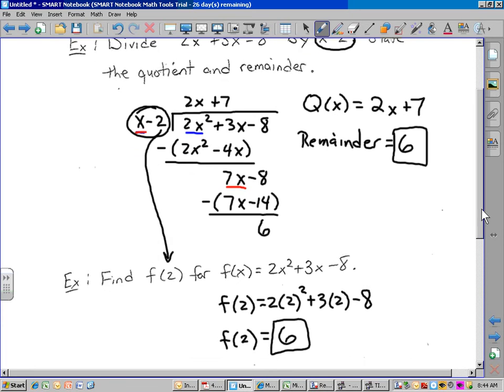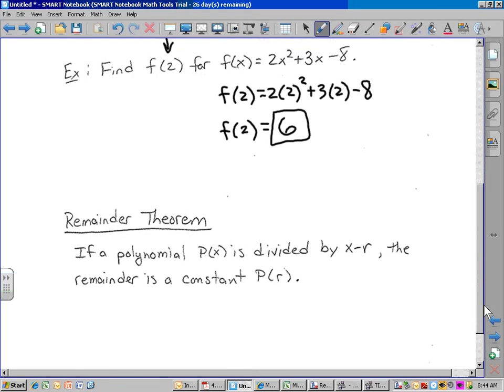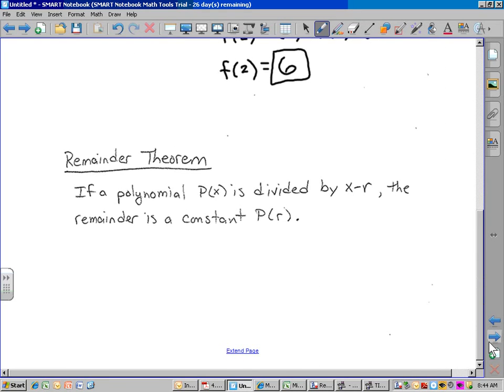So we can now state what the remainder theorem is. The remainder theorem says if a polynomial p of x is divided by x minus r, so it must be of the form x minus r, the remainder is a constant, p of r. So as you can see, we have x minus r. The opposite of that, positive r, is what we plug in to find the remainder. So a very simple way to find the remainder.